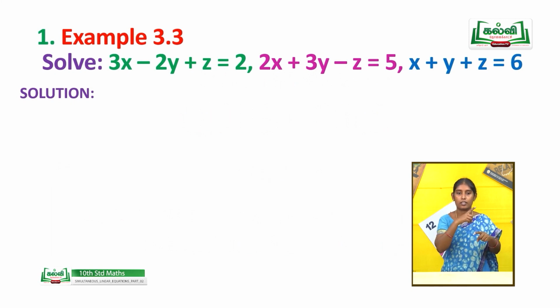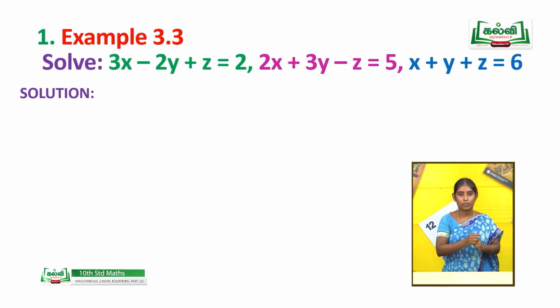Solve; 3 equations are given. Let us take the first one, 3x minus 2y plus z equal to 6, as equation 1. The second one, 2x plus 3y minus z equal to 5, as equation 2. Then the third one is x plus y plus z equal to 6. Take it as equation 3. Now we have to look at equations 1, 2, 3. All have plus z or minus z; the coefficient of z is 1. So it is easy for us to cancel z.